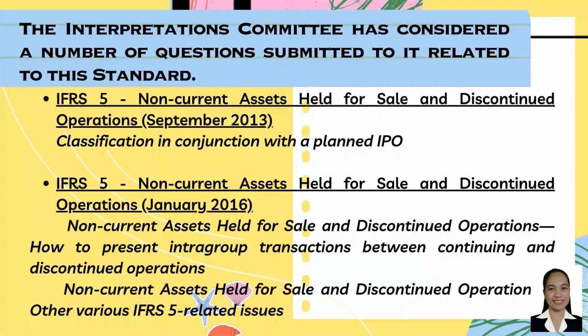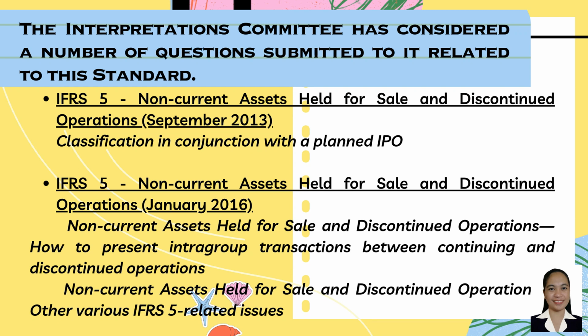So isa na dito is yung IFRS 5 non-current assets held for sale and discontinued operations noong 2013, which is the classification in conjunction with a planned IPO, yung sinasabi ko kanina. So with this classification in conjunction with a planned IPO, but where the prospectus has not been approved by the securities regulator, the Interpretations Committee received a request to clarify the application of the guidance in IFRS 5 regarding this classification of a non-current asset or disposal group.